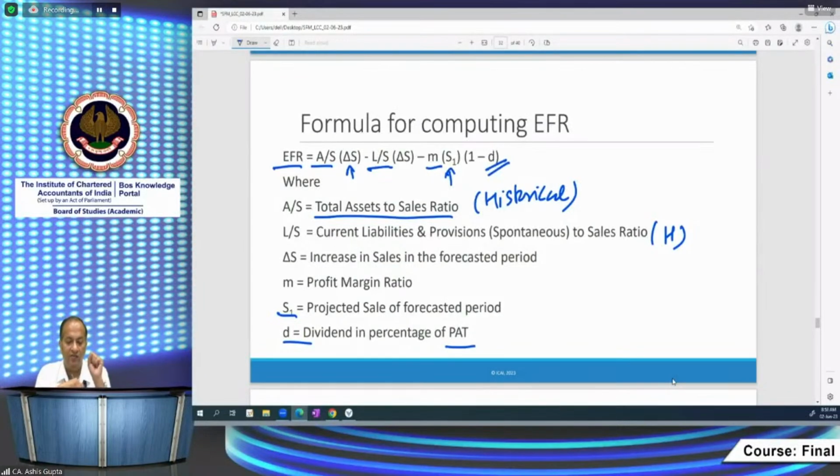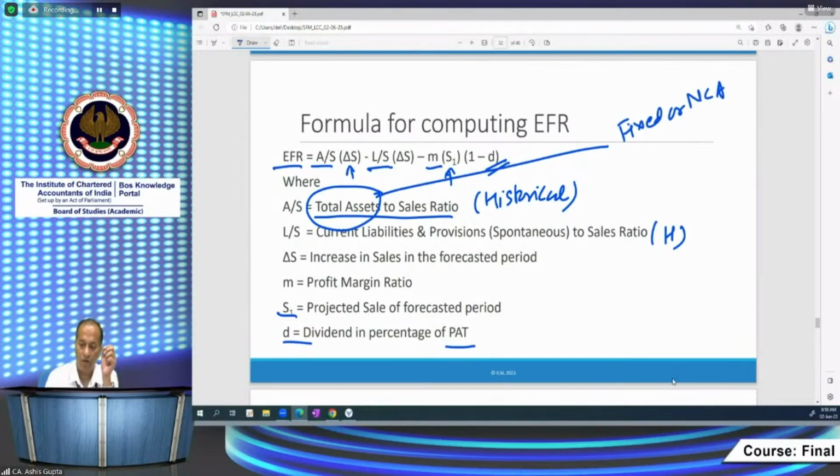Students, here it is very important to note that if nothing has been mentioned, total assets is always assumed to include both fixed or non-current assets plus current assets.